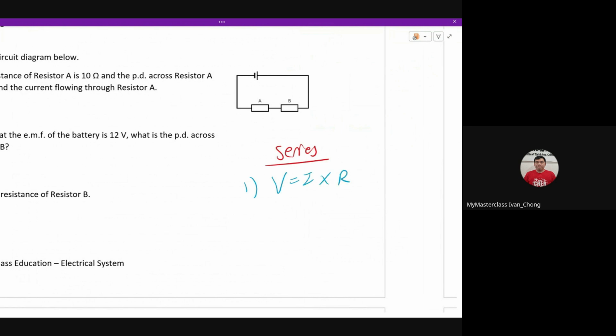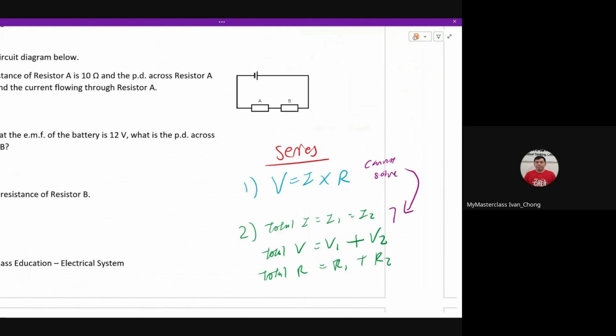So if you forgot what this formula is, this is actually our bread and butter that I told you to go and memorize. Apart from that, we will use your three sets of formula itself. Total I is I1 plus I2, total V is V1 plus V2, and your total resistance is R1 plus R2. So if and only if number one cannot solve, then we use this. Basically it's more of an either-or question.